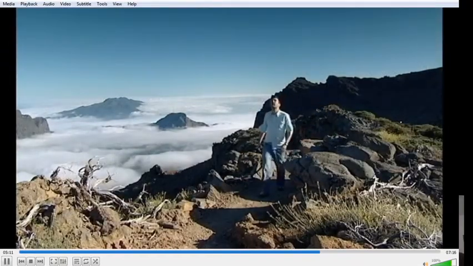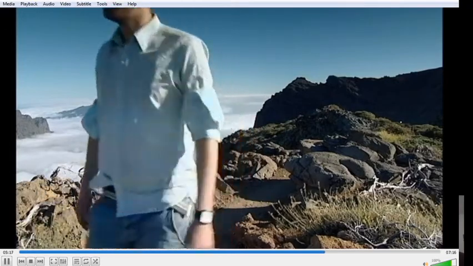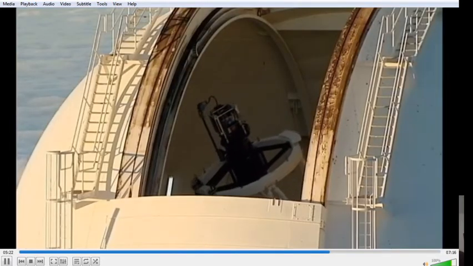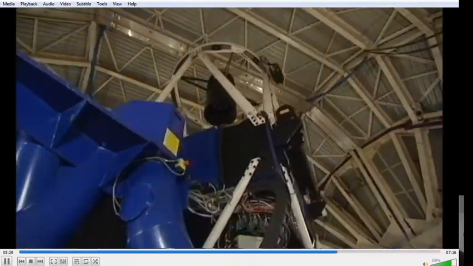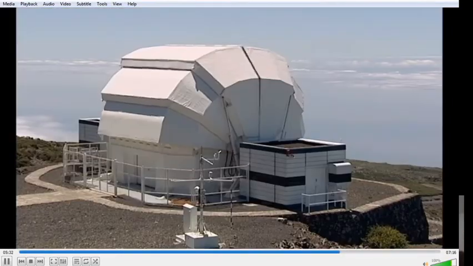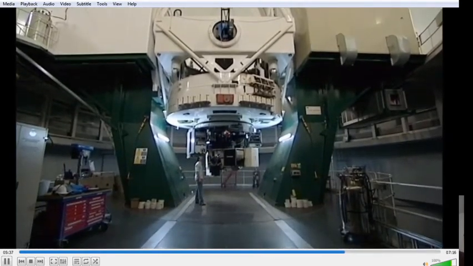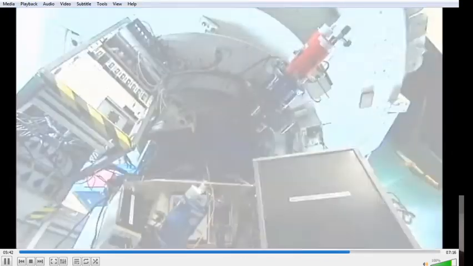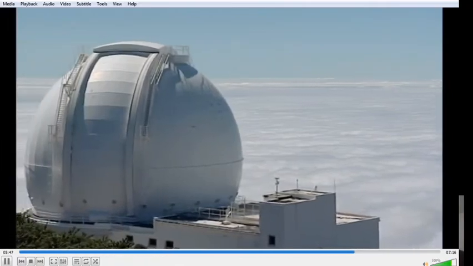Of course, we've come a long way since Galileo first pointed his telescope. Nowadays, they've grown a little bigger. Telescopes like the Liverpool Robotic Telescope and the giant William Herschel Telescope, located alongside many others on the island of La Palma in the Canary Islands, high above most of the clouds.